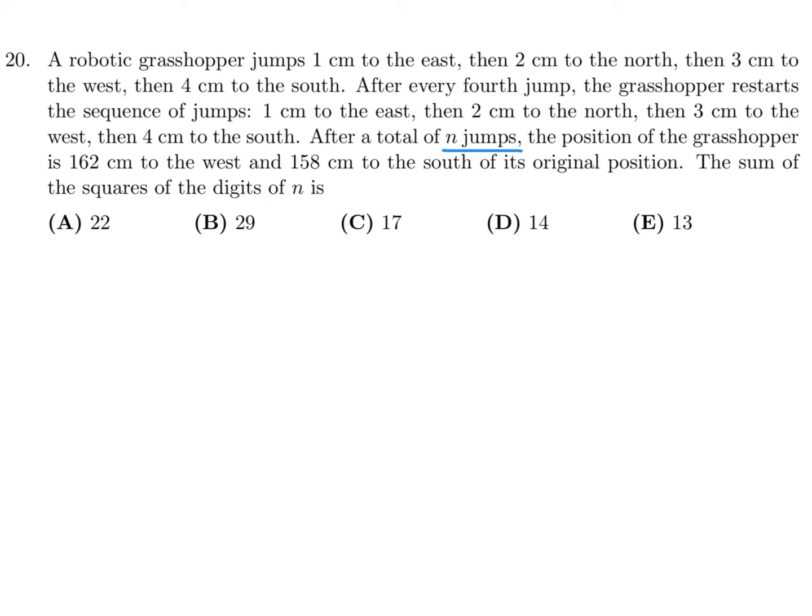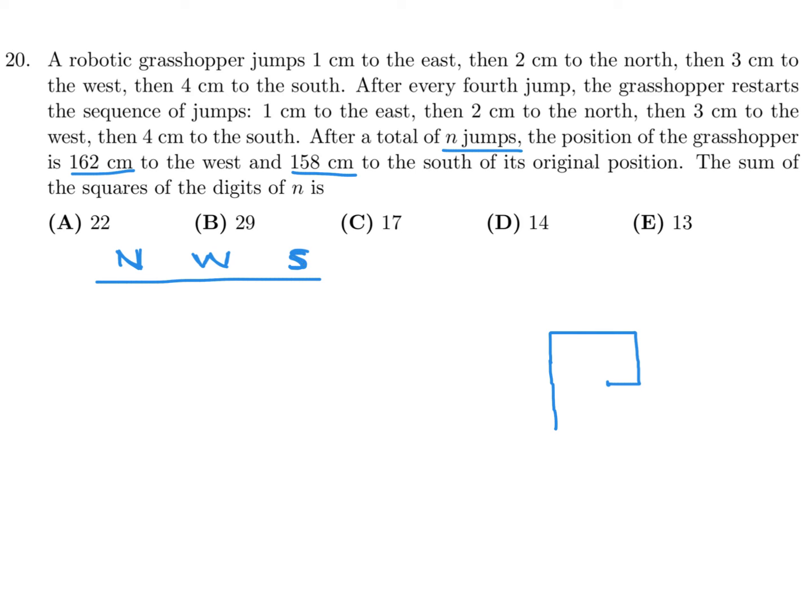Okay, we're going to have to visualize this. So let's say this is my original position. So where are we going? 1, then 2 up, then 3, and then 4 down. Correct? Okay, so we're going to have to make a little bit of a tally here, and hopefully we'll get some sort of pattern, and I hope that pattern will help you understand how we can eventually get to 162 and 158. So this is N, this is west, and this is south.